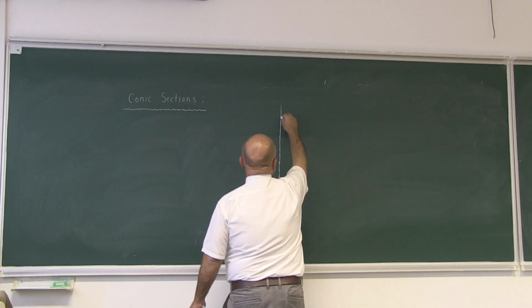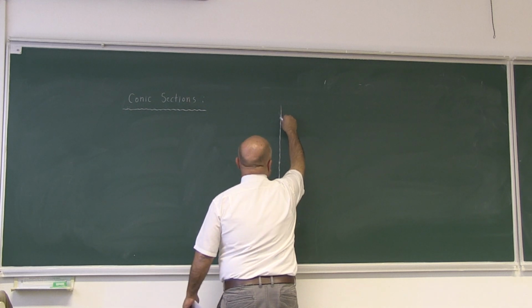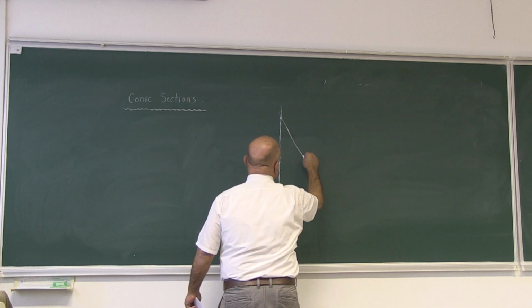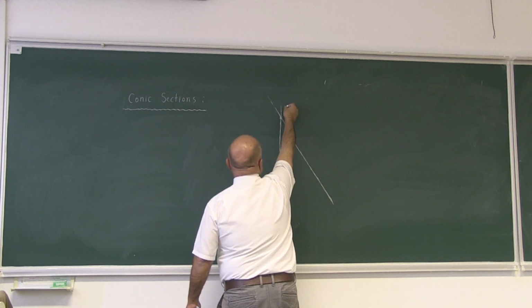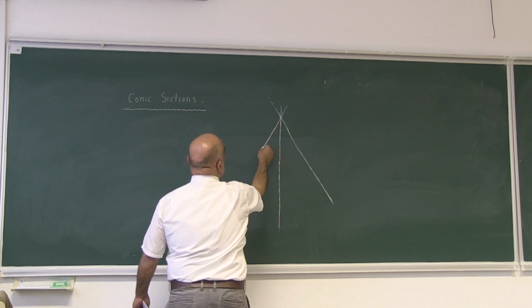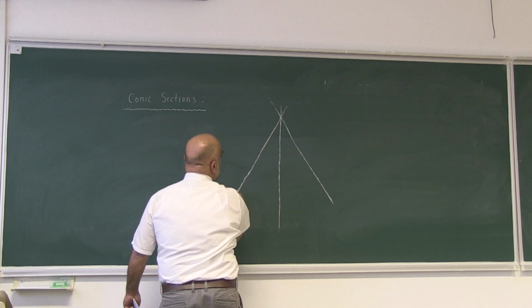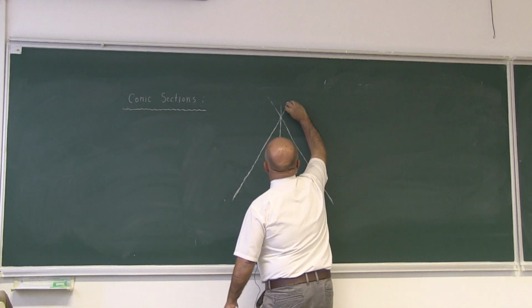And if you look at it sideways, you see the apex here, and then essentially what you see is a pair of straight lines. So if you look at the cone from the side, this is what you see essentially.